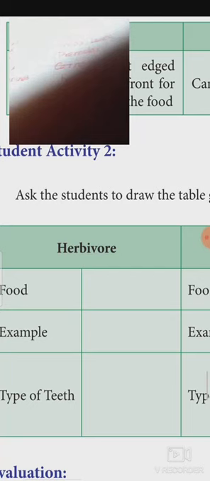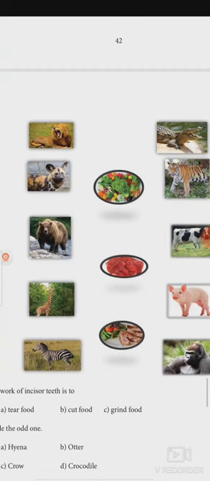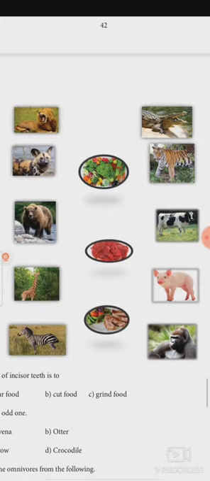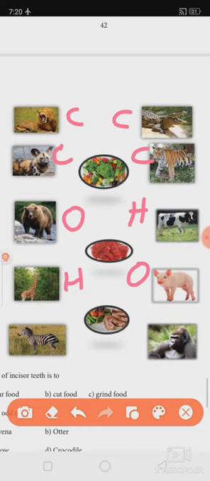Next we need to match the animals with their food. I will write C for carnivorous, O for omnivorous, H for herbivorous. A lion is carnivorous, a wolf is carnivorous, crocodile is carnivorous, tiger is carnivorous, bear is omnivorous, cow is herbivorous, giraffe is herbivorous, pig is omnivorous, zebra is herbivorous, monkey is omnivorous. Next we need to choose the best answer.